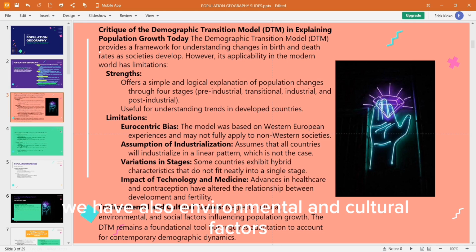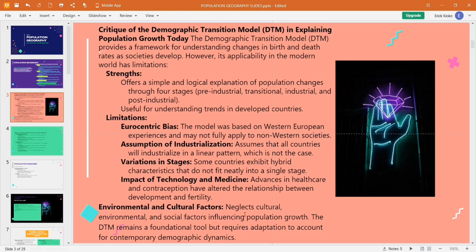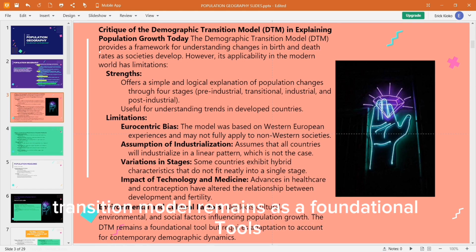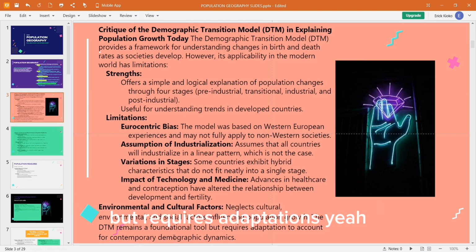We have also environmental and cultural factors. It neglects cultural, environmental, and social factors that influence population growth. The demographic transition model remains a foundational tool but requires adaptations for contemporary demographic dynamics, where we have many dynamics currently.